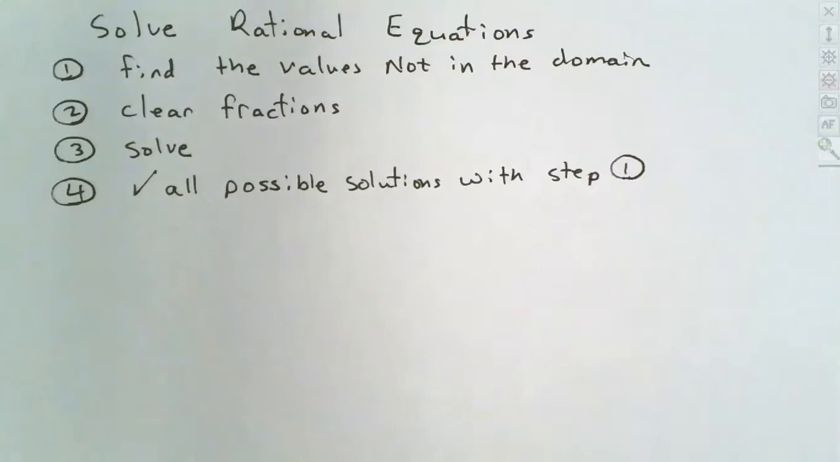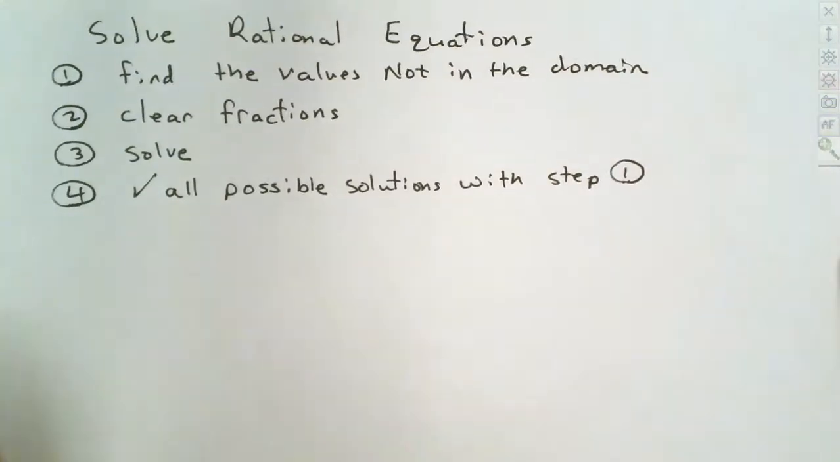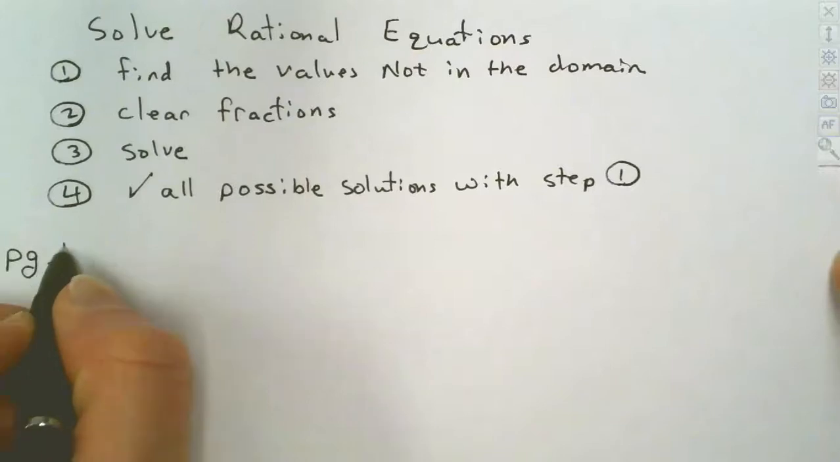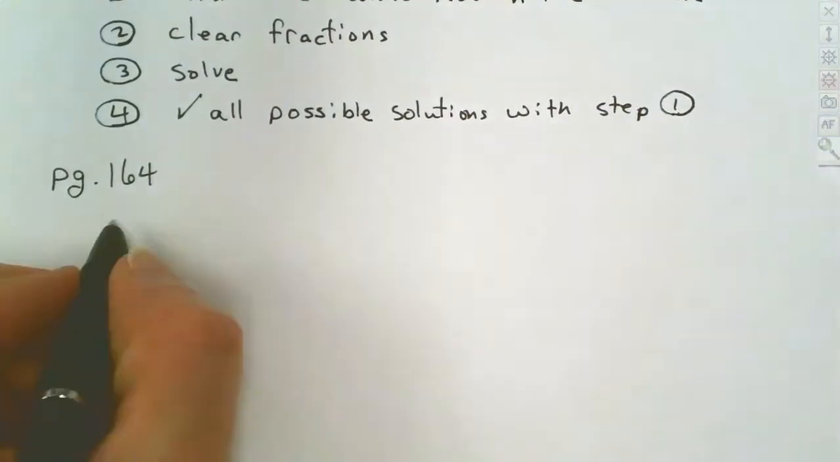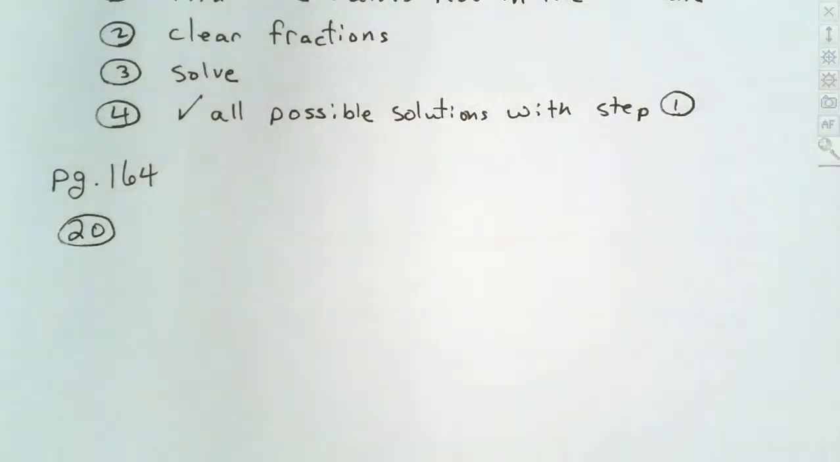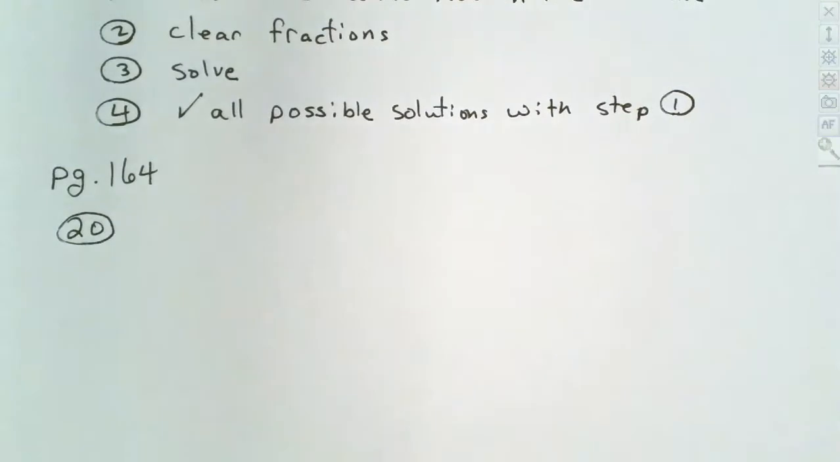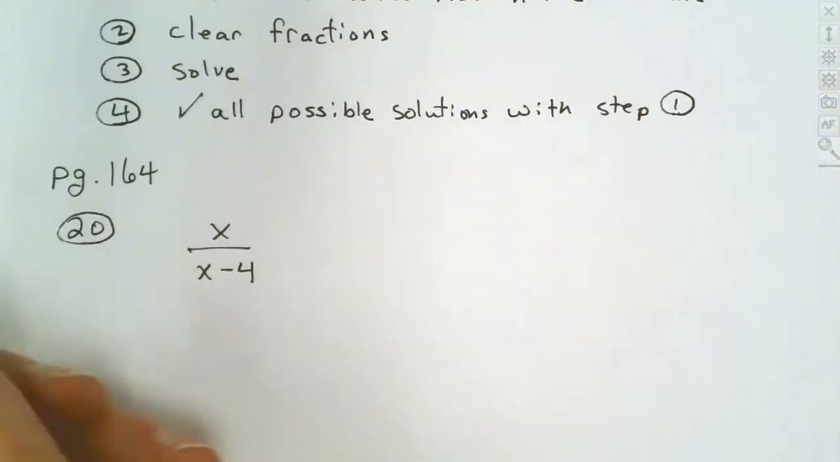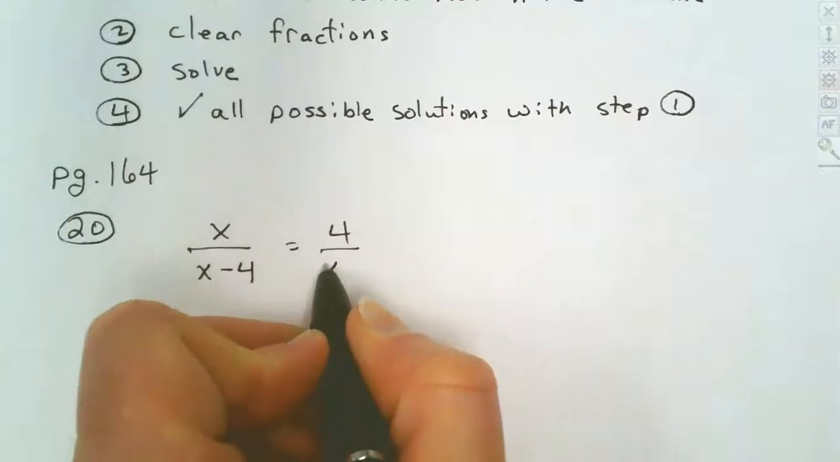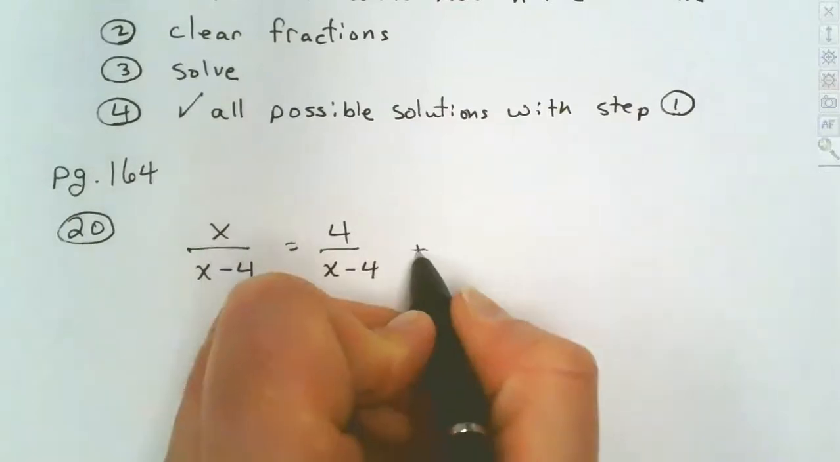So we're going to do 2 of the simpler ones first, and then we'll do 2 of the more complicated ones after that. So I'm just going to pick these from our textbook here. And I'm on page 164. We're going to look now at question number 20. And we've got x over x minus 4 equals 4 over x minus 4 plus 4.